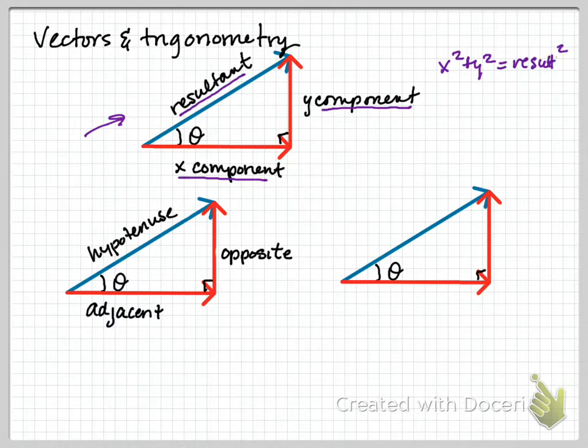you can find the resultant by using the Pythagorean theorem. It's just real simple. Remember, right triangle, you can use the Pythagorean theorem. Where it gets a little trickier is if you just have the resultant. And so we're going to work a little bit with that.